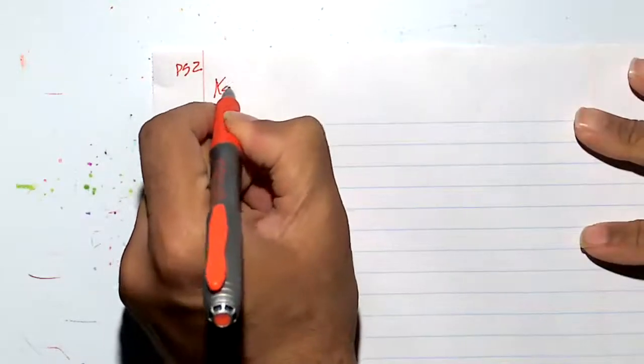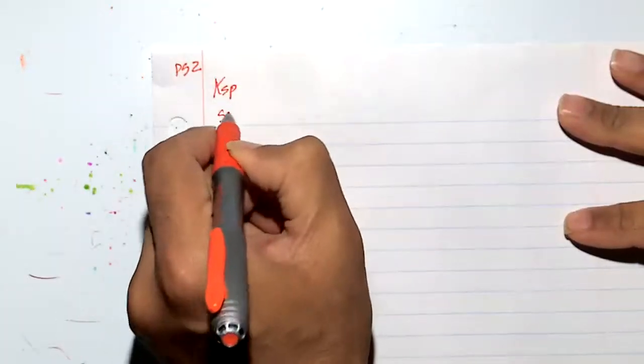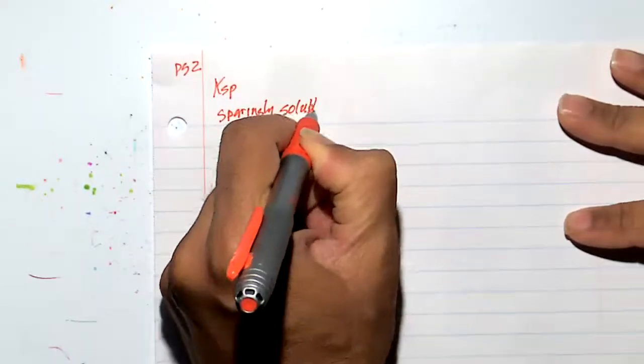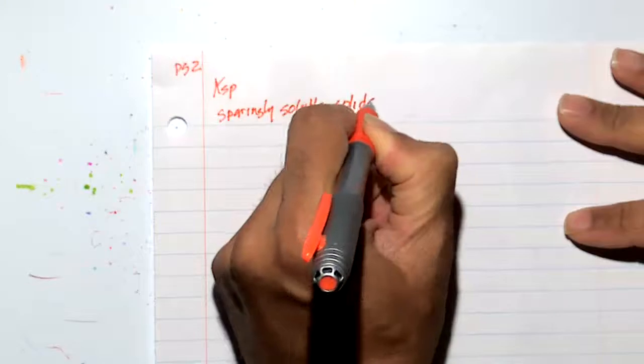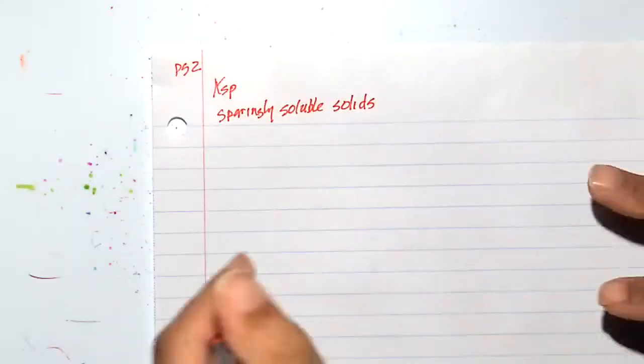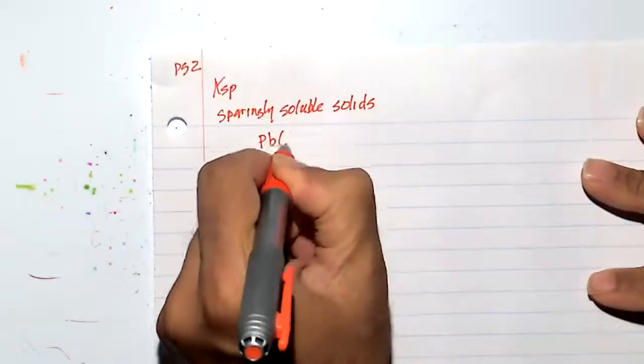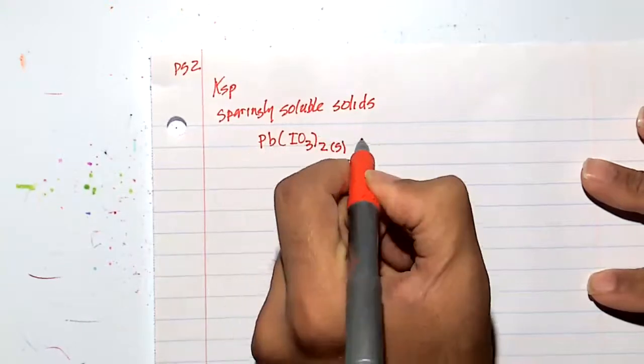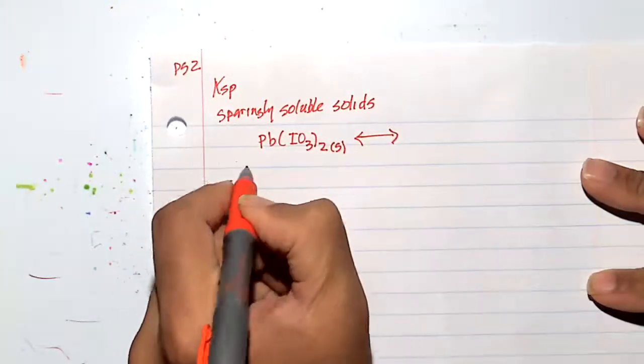Okay, another question on the exam has to do with the Ksp. Ksp stands for the solubility product constant, and it's used for sparingly soluble solids, solids that are in equilibrium with their component ions. As an example, here's a sparingly soluble solid called lead iodate.